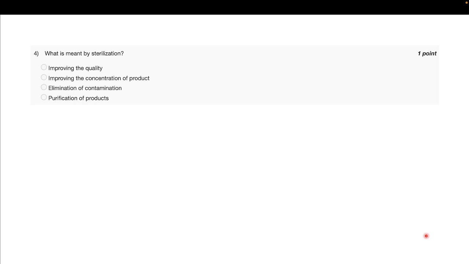Elimination of contamination. Yeah, you're correct. Sterilization is elimination of contamination. I don't see anything much to discuss in this. So the concept of sterilization is basically removing all the living forms from your formulation. So yeah, elimination of contamination.